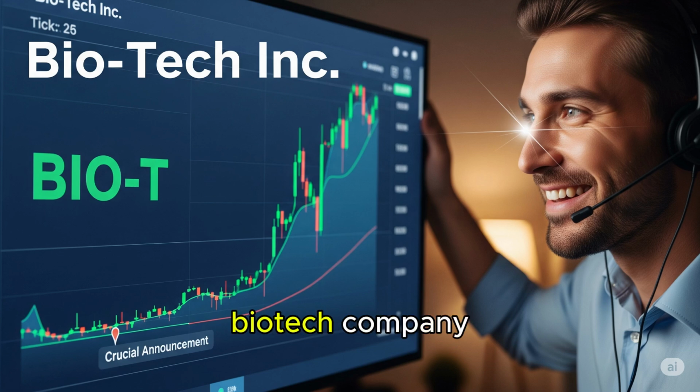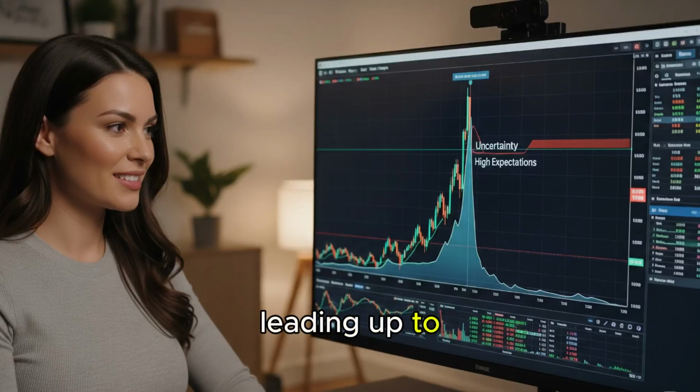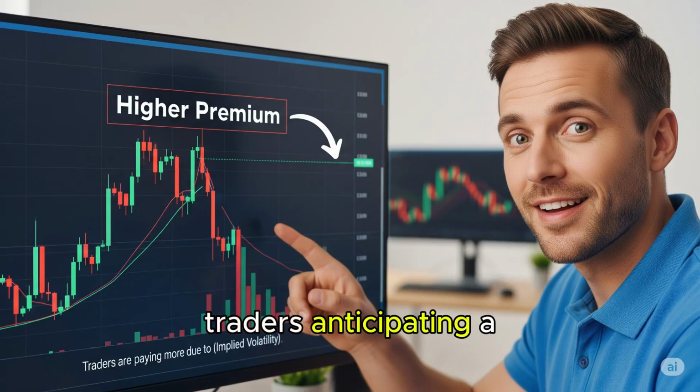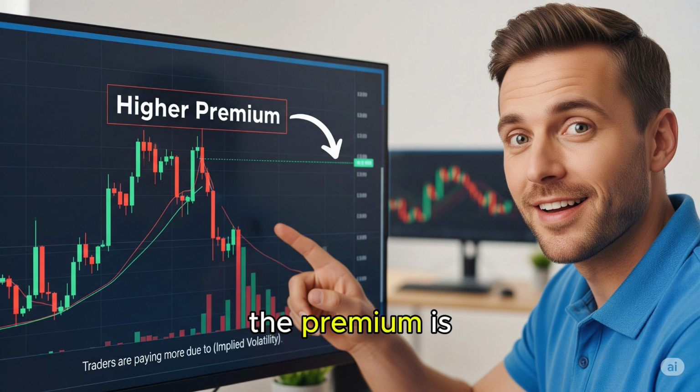Imagine a small biotech company, Biotech Inc., is about to announce the results of a crucial drug trial. In the days leading up to the announcement, the uncertainty and high market expectations cause the implied volatility for Biotech Inc. options to spike. Traders, anticipating a big move, are willing to pay a much higher premium for these contracts. The premium is inflated by this high IV.